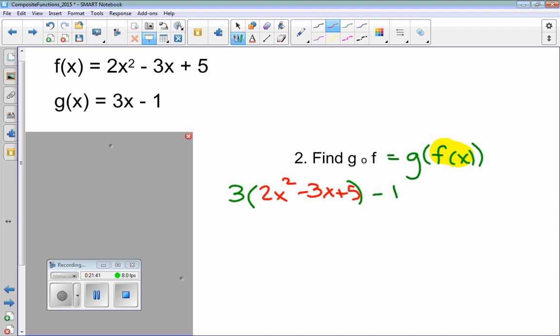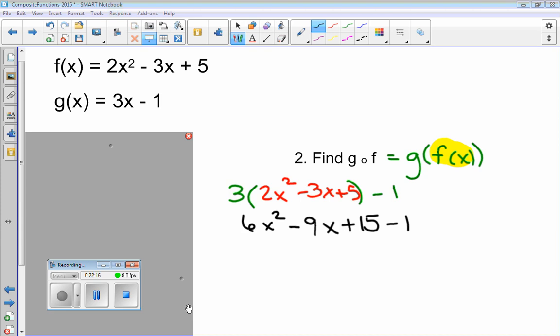Now, how do I finish off? How do I simplify this expression? What else do I need to do? Well, we don't need to factor it yet. We can't factor it. I've got to distribute what? The 3. Let's do that first. So let's distribute the 3. If I do that, I have 6x squared minus 9x plus 15. And by the way, I still have that minus.